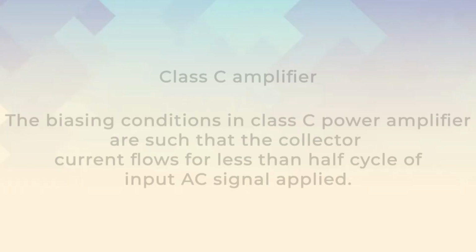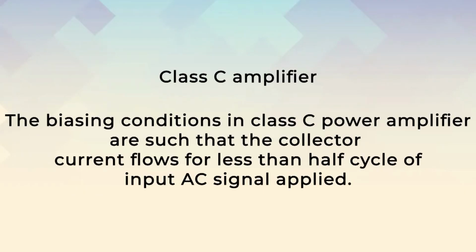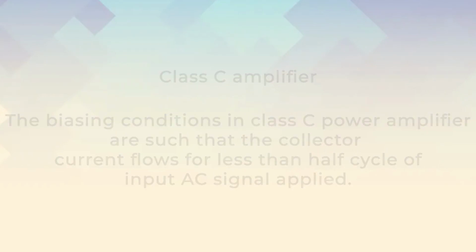The Q point is set or biased at the cutoff point and its power efficiency is about 78.5%. Class C amplifier. The biasing condition in class C power amplifier are such that the collector current flows for less than half cycle of input AC signal applied.